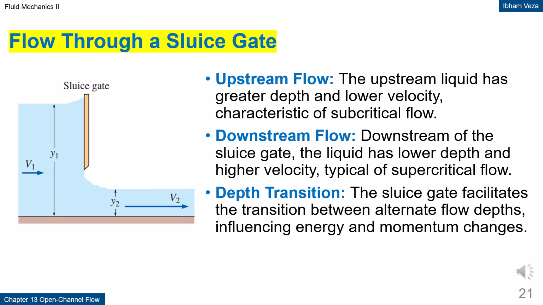After passing under the gate, the flow depth decreases significantly and the velocity increases, making it supercritical. This change indicates the existence of two alternate depths for the same discharge. The sluice gate acts as a control element that triggers changes in flow energy and momentum. This phenomenon is very important in the design of flow control structures.